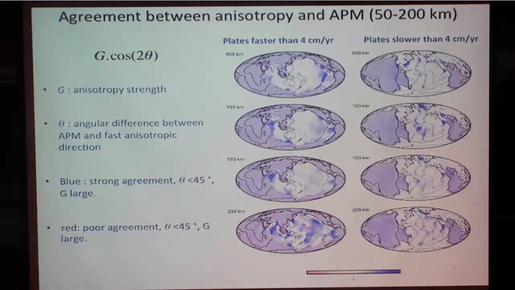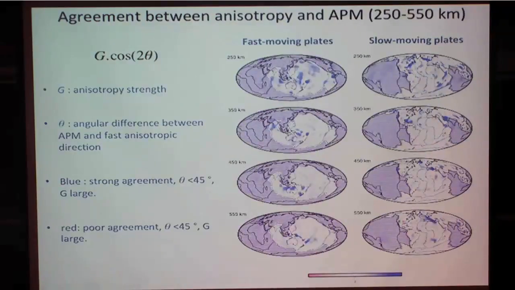If you look at those maps, it seems that there is really a large-scale process at 200 kilometers depth, at the scale of the entire tectonic plates, that aligns the anisotropy with the plate motion. And if we look at the slow-moving plates, we can see that the maps are patchy. There are some blue regions that sometimes cover broad areas of several thousands of kilometers, but it's never at the scale of the entire tectonic plate.